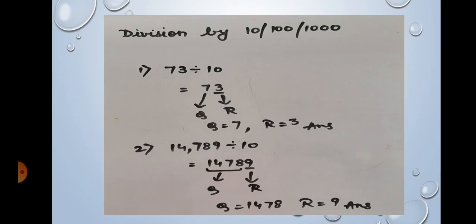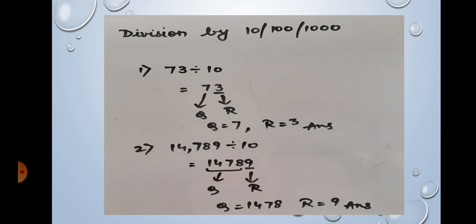The next topic is division by 10, 100 and 1000. Here in the first example, 73 is divided by 10. We write down the number first, and we underline the digit 3, because 10 has one single 0, so we underline only one digit starting from the right side. The underlined digit is called the remainder, and the part left is called the quotient. So the quotient is 7 and the remainder is 3.